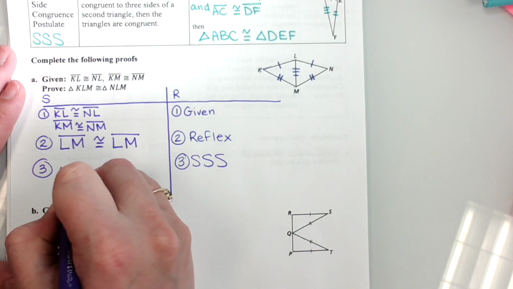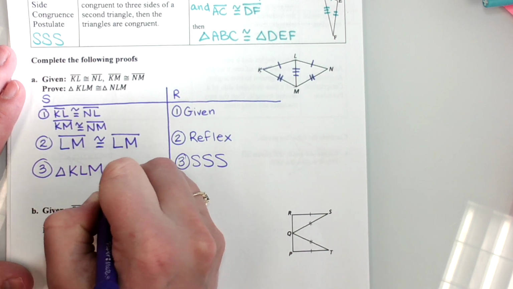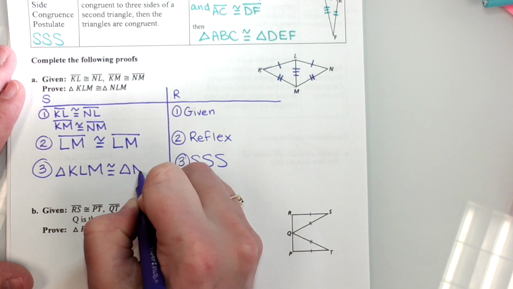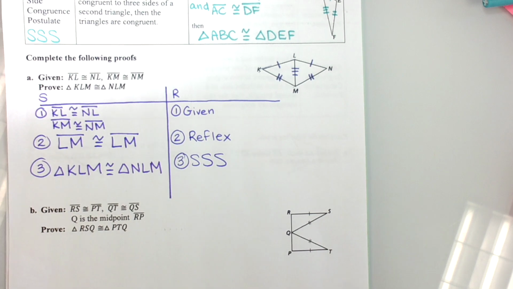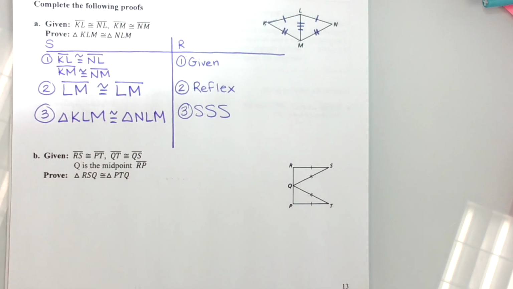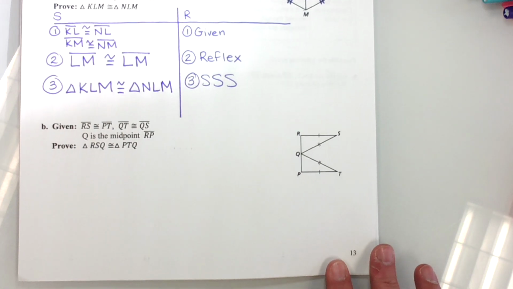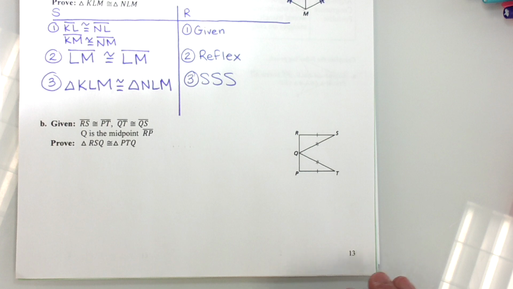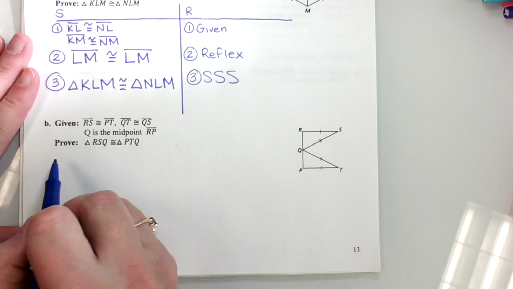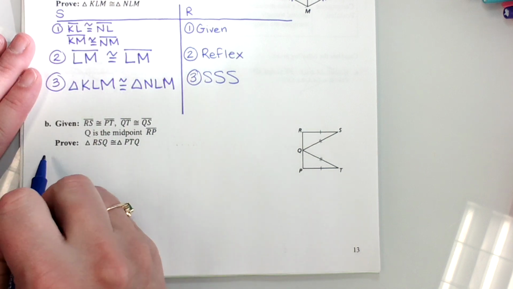Triangle KLM is congruent to triangle NLM. These proofs can be as short as 3 steps, what I meant to say. I have my proof, I move on.